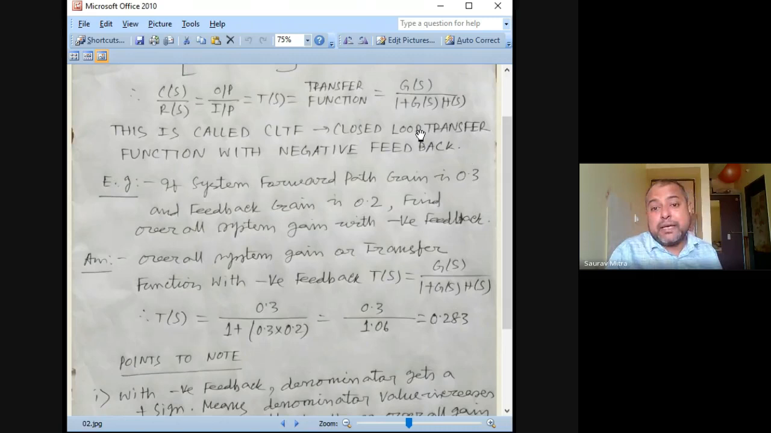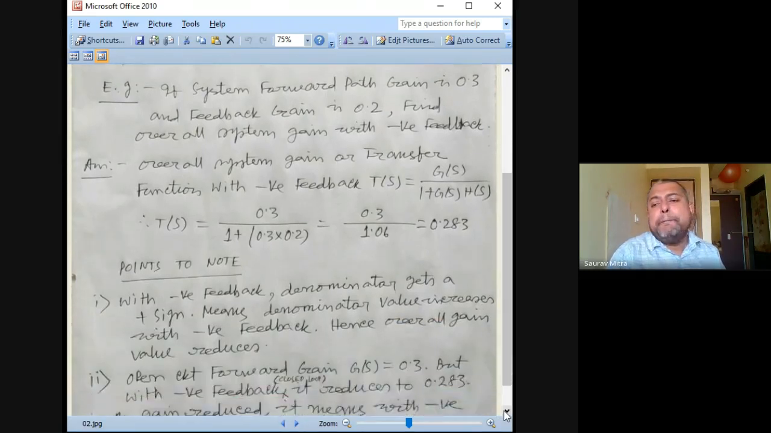With negative feedback, the denominator is 1 plus G(s)H(s). If it is positive feedback, it will be G divided by 1 minus GH. We will prove that shortly. Let's solve a numerical and see what is the significance of the closed loop transfer function with negative feedback.